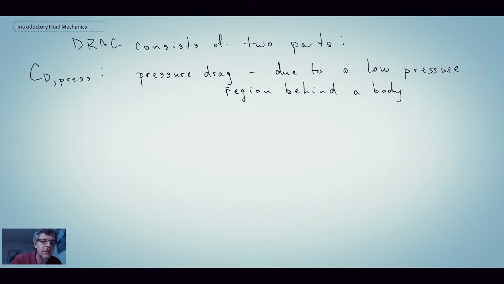And what the pressure or form drag refers to is the low pressure zone that develops behind the body. What will happen, we'll see in a moment, you get separation and there's low pressure in the separated fluid zone, and that leads to a force acting in the direction of the velocity, which is represented as a drag. And the other form of drag is attributed to skin friction or viscous shear along the wall, and this is referred to as being viscous drag.